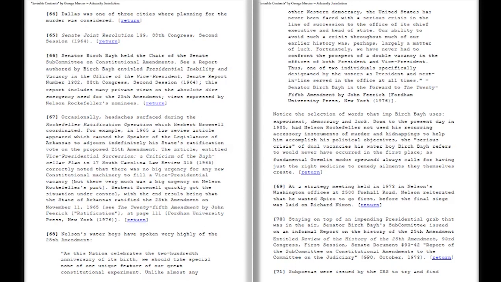Return 69. At a strategy meeting held in 1973 in Nelson's Washington offices at 2500 Virginia Road, Nelson reiterated that he wanted Spiro to go first, before the final siege was laid on Richard Nixon. Return 70. Staying on top of an impending presidential grab that was in the air, Senator Birch Bayh's subcommittee issued an informal report on the history of the 25th Amendment, entitled Review of the History of the 25th Amendment, 93rd Congress, First Session, Senate Document 93-42, Report of the Subcommittee on Constitutional Amendments to the Committee on the Judiciary, GPO, October, 1973.